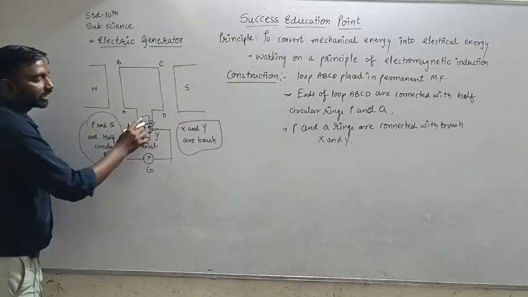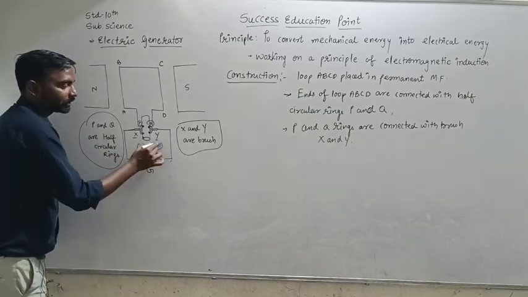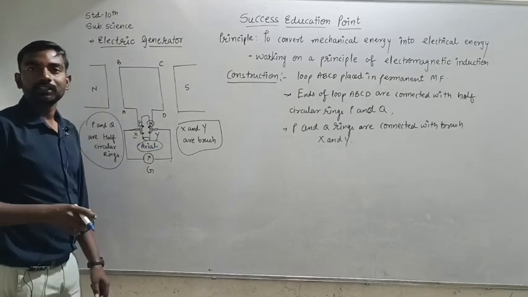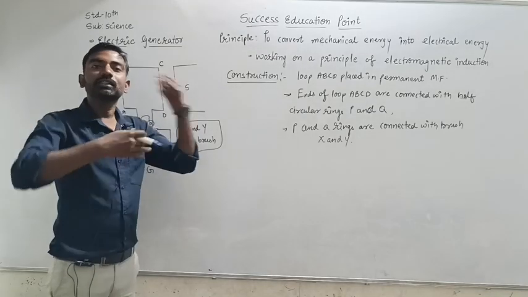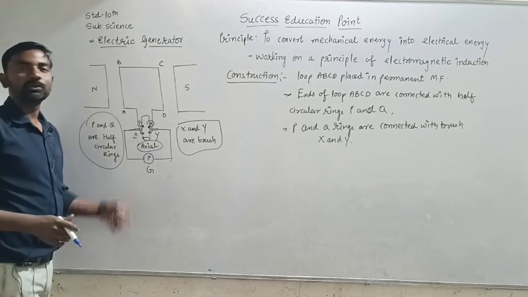but they are both arranged onto the axle. Why onto the axle? With the help of this axle, the rings can be easily rotated. That's why they are arranged onto the axle, which is helpful for them.